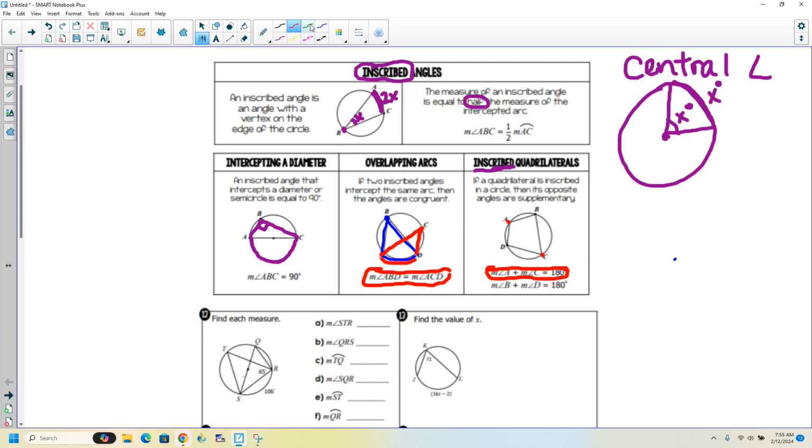The exact same thing would be happening with angle B and angle D. Angle B and angle D are opposite angles in this inscribed quadrilateral, and so angle B and angle D would also total 180 degrees.